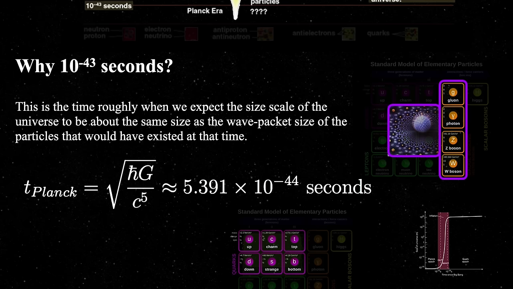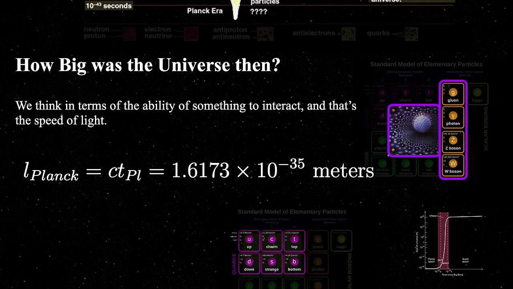So how big was the universe at the Planck time? Well, it wasn't very big. If we take the speed of light, which is how fast information can travel across that universe, it's about 1.6 times 10 to the minus 35th meters, which is really tiny, called the Planck length. The Planck length is simply equal to the speed of light times the Planck time. So nothing can get information across the universe faster than the speed of light, and the distance that light can travel in a Planck time, 1.6 times 10 to the minus 35th meters, would be the size of the universe at that time.